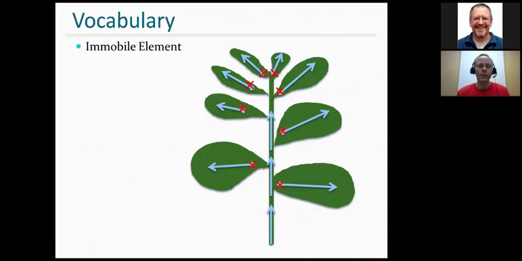Now, an immobile element is an element that, once it gets taken up by the plant and deposited into the leaf tissue somewhere and used by the plant, can't be reallocated to another part of the plant. So it's a one-way street. It only goes up once and it can't get moved back down in the plant and reallocated.